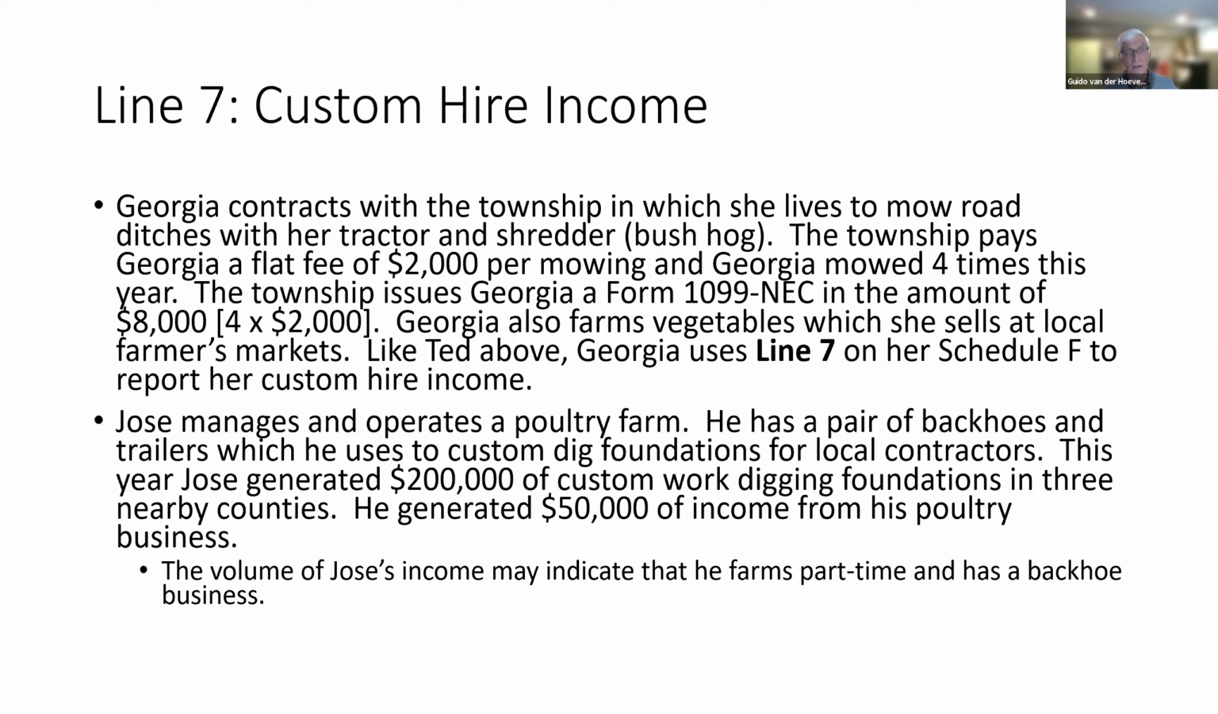Looking at the model, there's a couple of other examples here, Georgia and Jose, both of them may be machine hire. The one that I would want to look at is that Jose manages and operates the poultry farm, but his custom work from digging foundations is $200,000. The one thing you might want to pull away from this is that it may be that he farms part-time and he actually has a backhoe business. So again, looking at the facts and circumstances, just because he has a poultry farm may not mean that we want to report all of that on Schedule F. It may be better to split it out and have a Schedule F for the poultry business and then have a Schedule C for the custom work digging foundations.